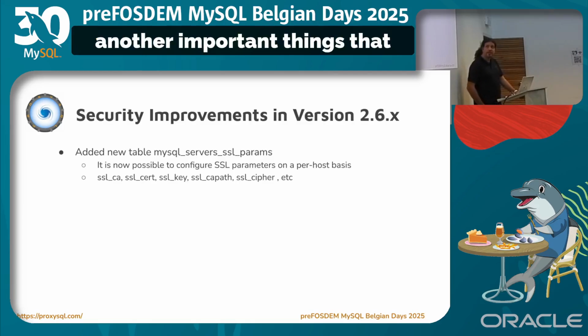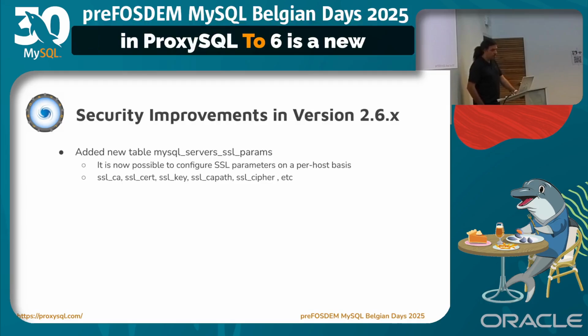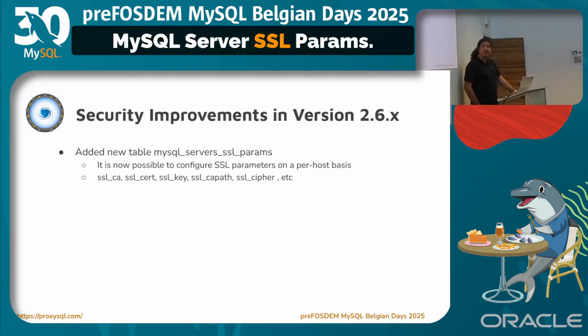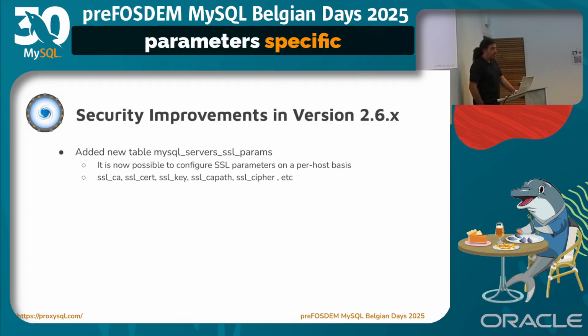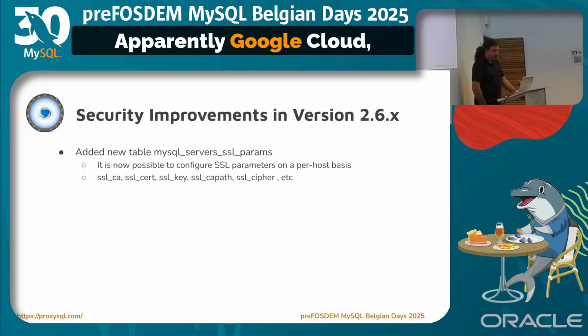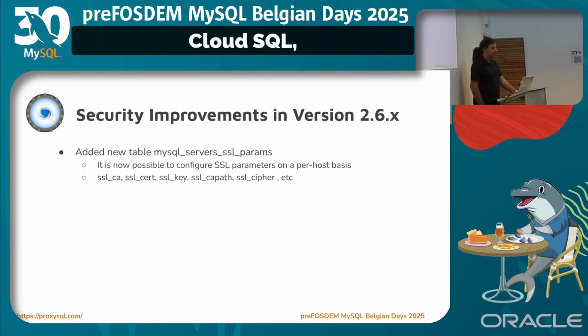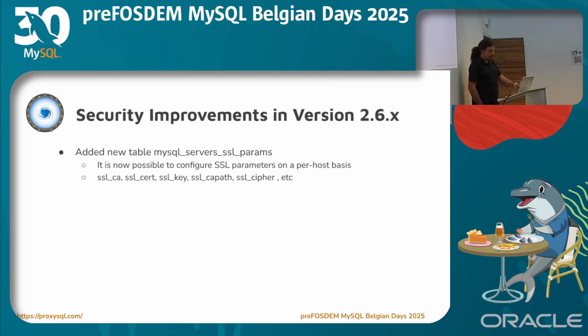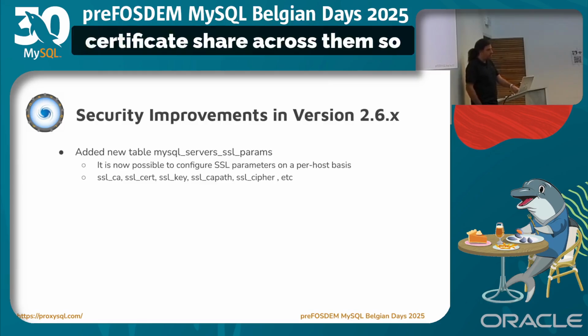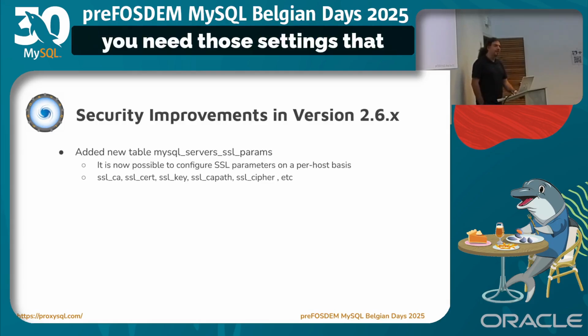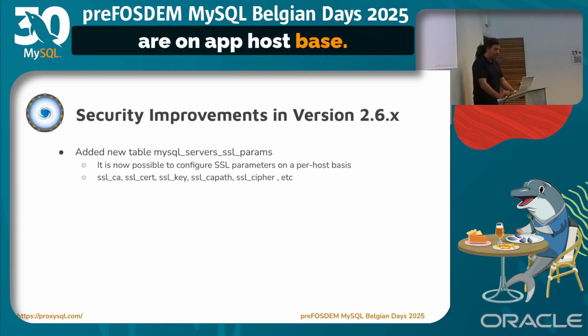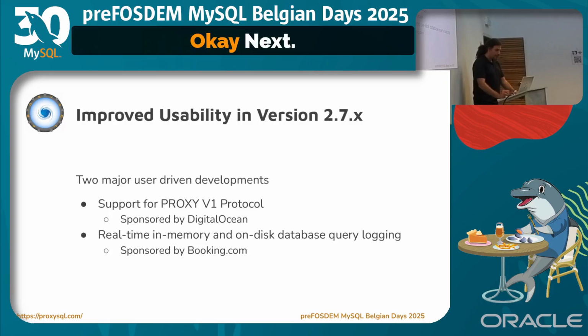Another important security improvement that we did in ProxySQL 2.6 is a new configuration table called mysql_server_ssl_params. This allows you to set SSL parameters specific for each server. Apparently, in Google Cloud SQL, each server has its own certificate, and they are not shared across them. So you need those settings per host. Okay, next.